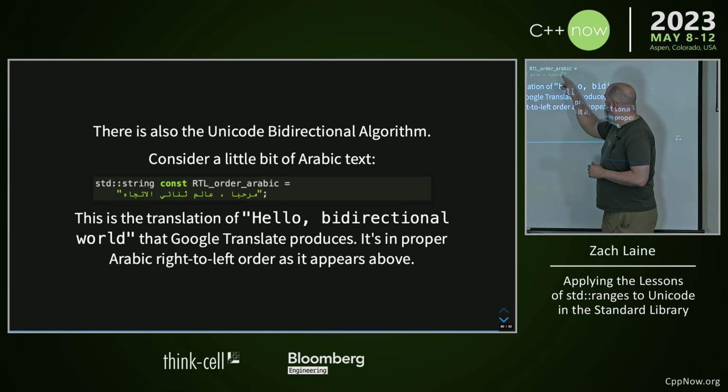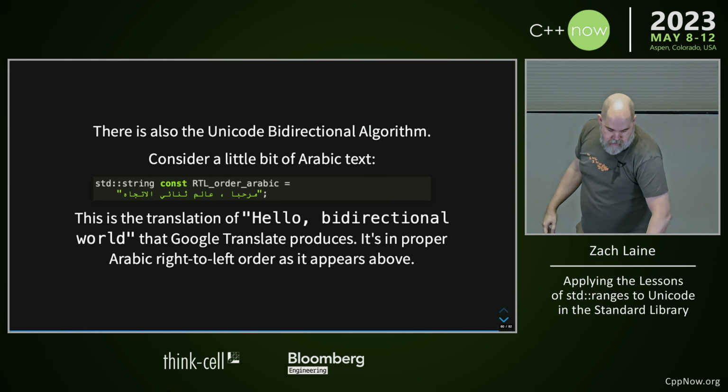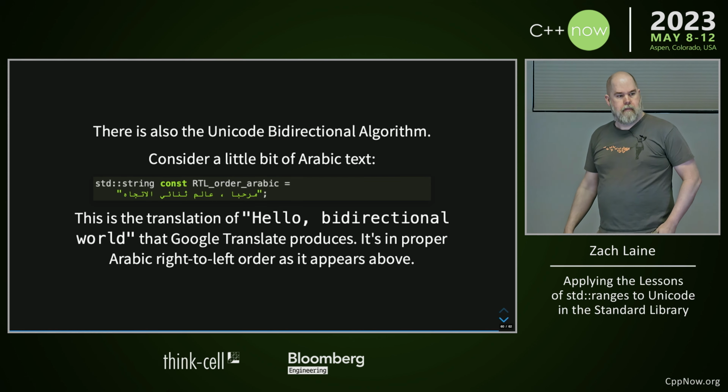So when you see it in Google Translate, this is what it produces. You can see like hello, comma. So you're reading it right to left. Okay, thanks. And then what? Oh, okay.